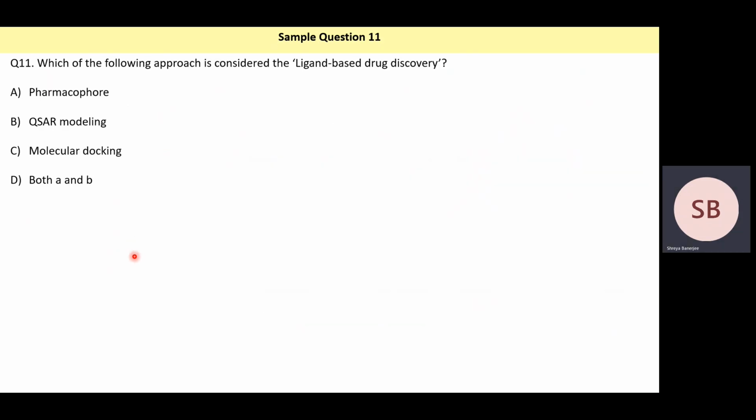The 11th question is, which of the following approaches is considered ligand-based drug discovery?